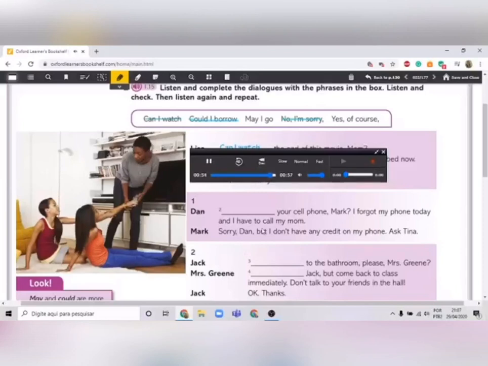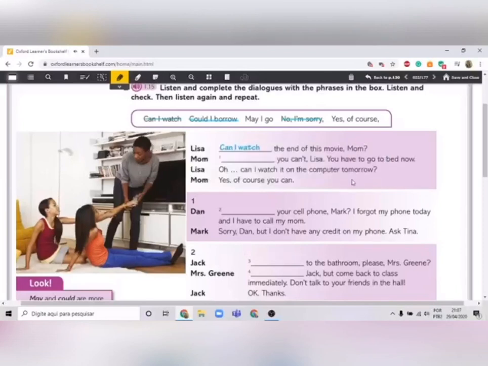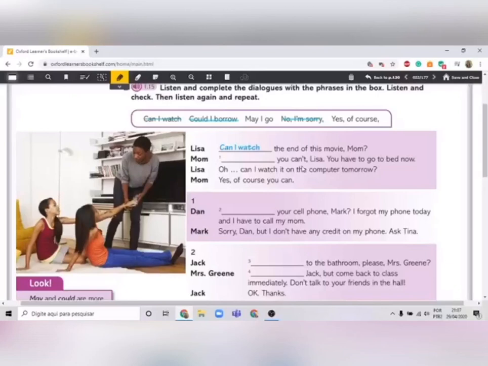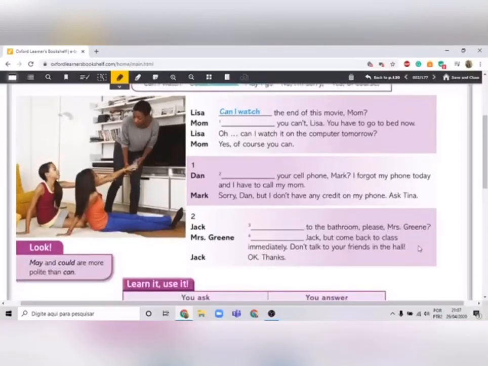Okay, thanks. So number 2, he wants to be more polite, probably with his teacher. So he used may I. May I go to the bathroom, please, Mr. Green? The answer is yes, of course, Jack. But come back to class immediately. Don't talk to your friends in the hall. Okay, thanks. So we can use can, could, and may. Okay?